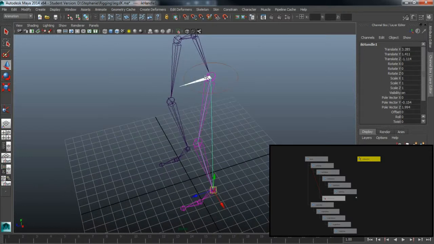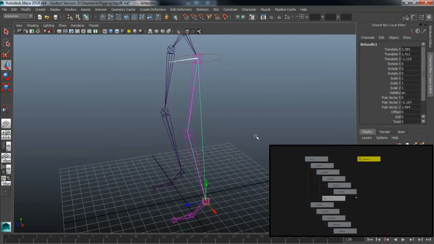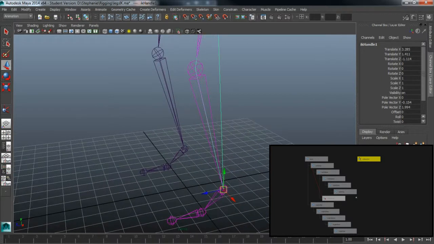This circular bit up here with this triangle, that's what makes it a rotate plane solver. We will get into that with the proper rig, but basically the purpose of that is to be able to point the knee wherever you need to. So it is important to keep that there. If you use the other type of solver, the single chain solver, you won't be able to do that. At least not like that.